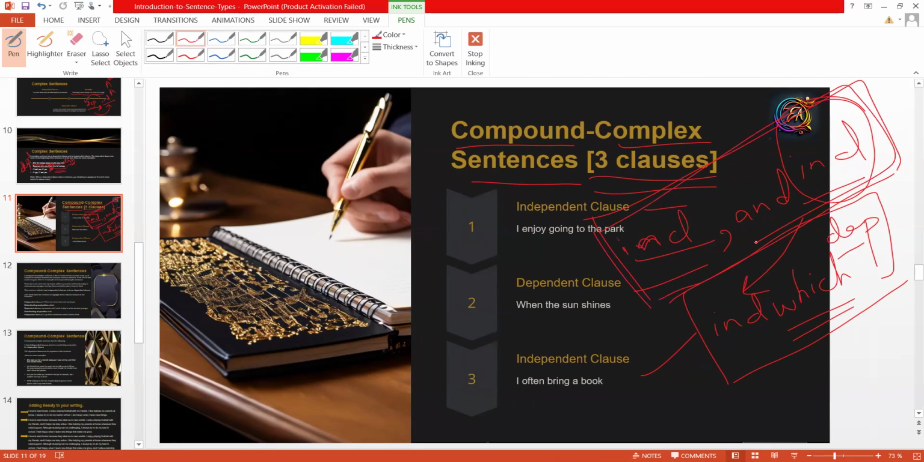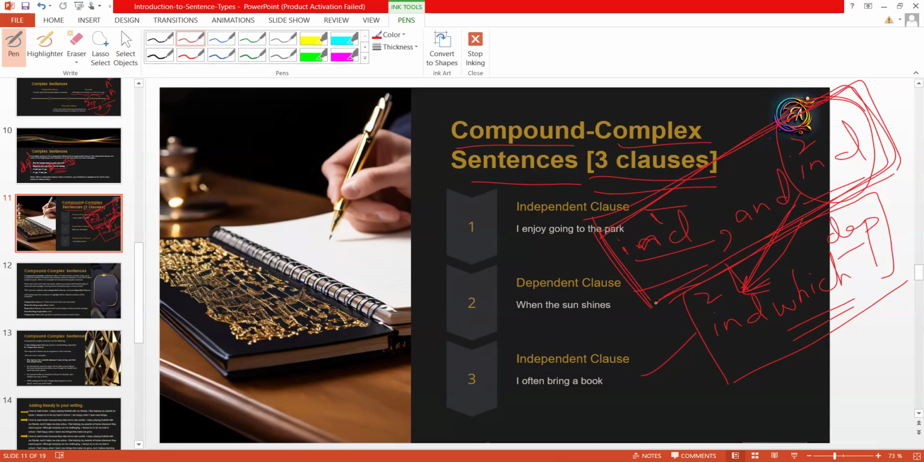So can you call it a compound complex sentence when we are sharing the same independent clause here? There are three clauses: clause one, and clause two, which is again the same thing. We are just sharing it, and a dependent clause. So a complex sentence and a compound sentence. Is the idea clear?